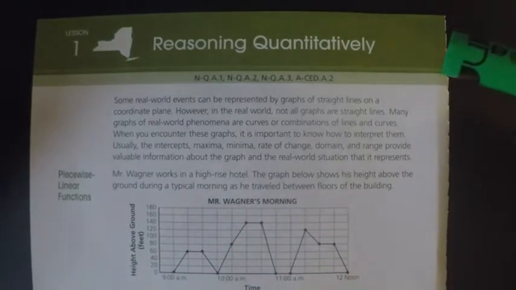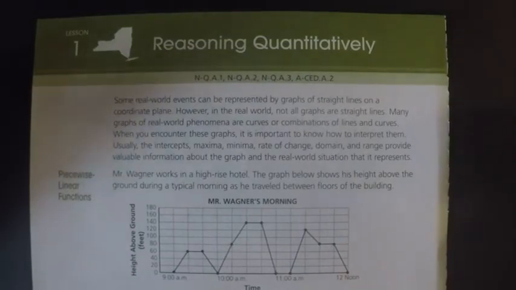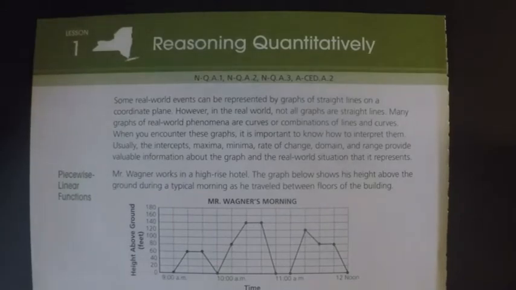So I'm going to go through, read what the lesson has here, and then explain little bits and pieces where needed. So it starts with: some real world events can be represented by graphs of straight lines on a coordinate plane. However, in the real world, not all graphs are straight lines. Many graphs of real world phenomena are curves or combinations of lines and curves. When you encounter these graphs, it is important to know how to interpret them.